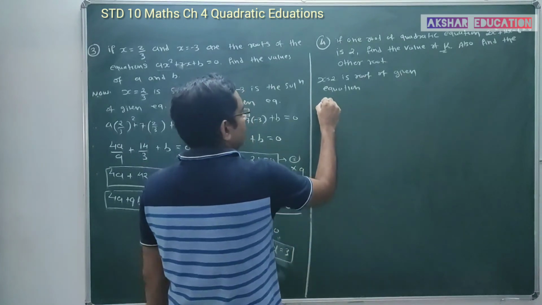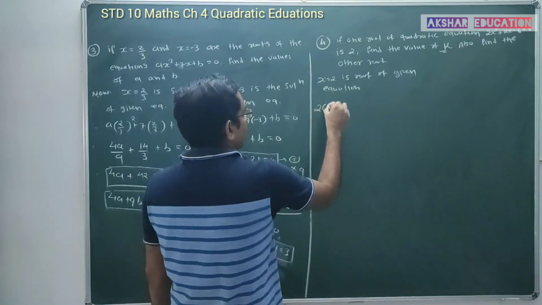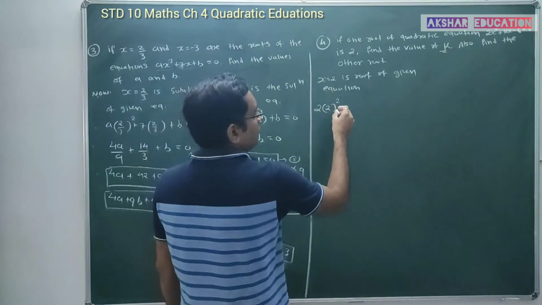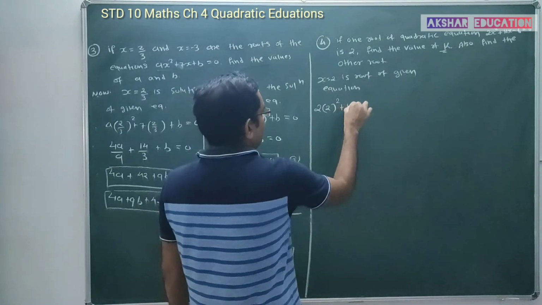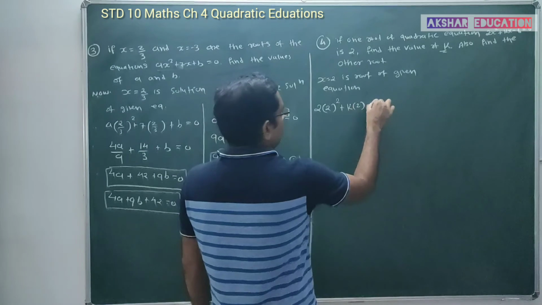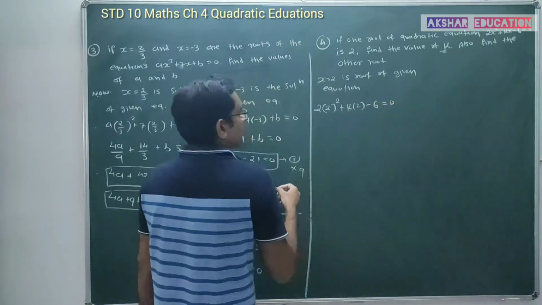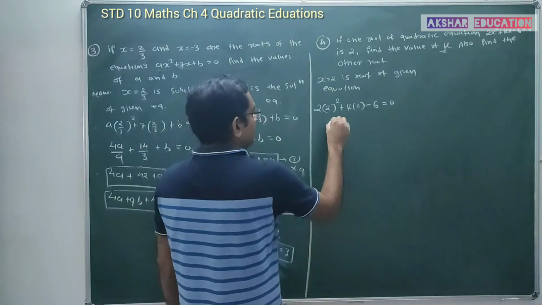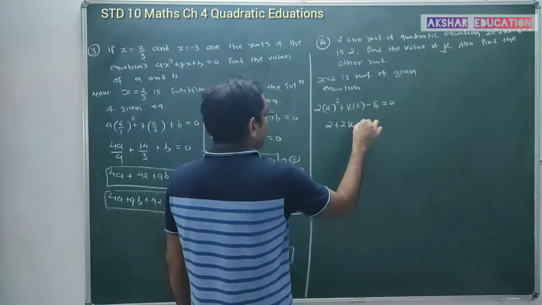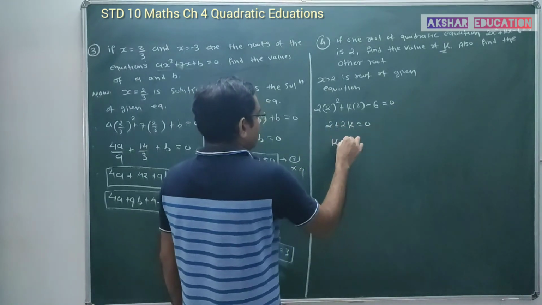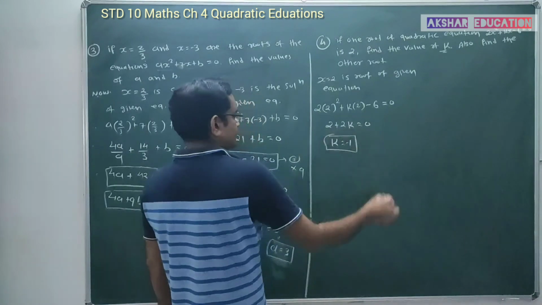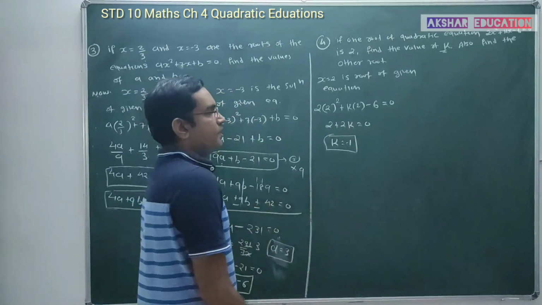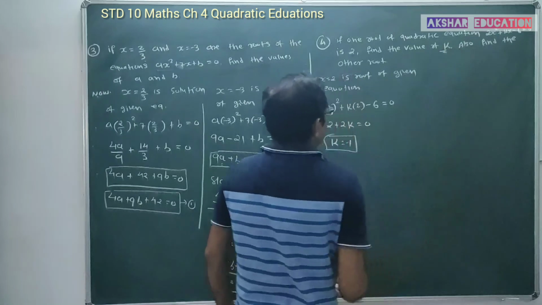So on the left hand side, that is 2x square, put x equal to 2. So 2 into 2 square plus k into 2 minus 6 equal to 0. 2 square is 4, 2 4s are 8. 8 minus 6 is 2. So it's 2 plus 2k equal to 0. So k equal to minus 1. Find the value of k. That is your first answer. So k equal to minus 1.